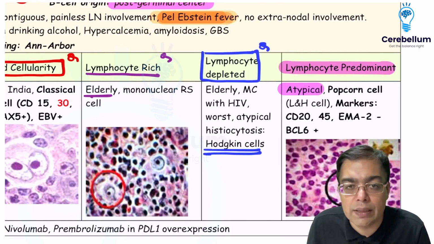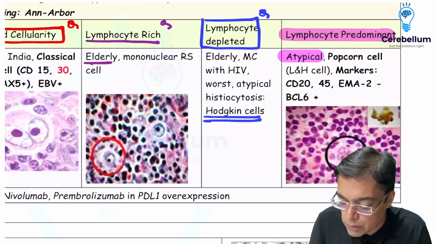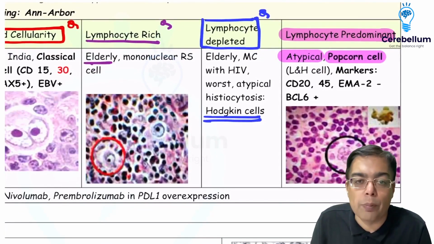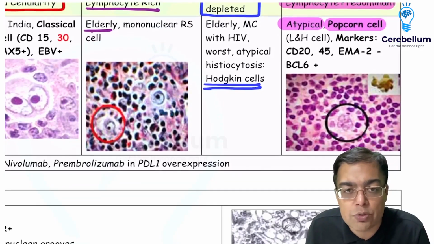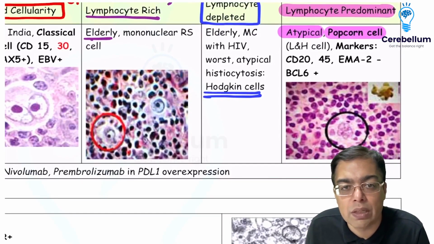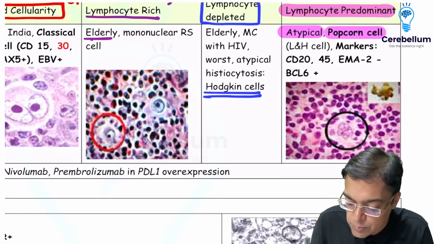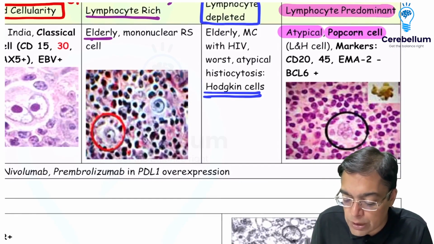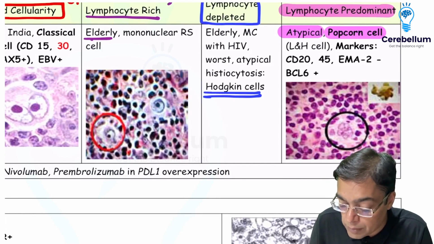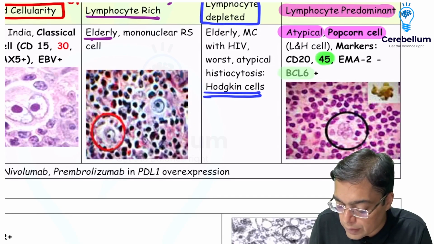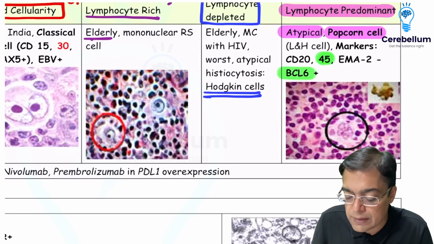The Reed-Sternberg cell in this situation is going to have a special name. It is called a popcorn cell. So it has multiple indentations on the nucleus, so it is given the name of a popcorn cell. The markers by which we can possibly pick up a lymphocyte predominant Hodgkin lymphoma can be markers like CD45, and we can have a marker like the epithelial membrane antigen as well as BCL6.